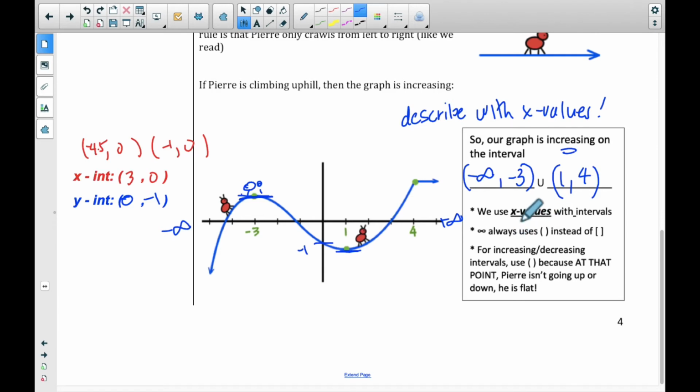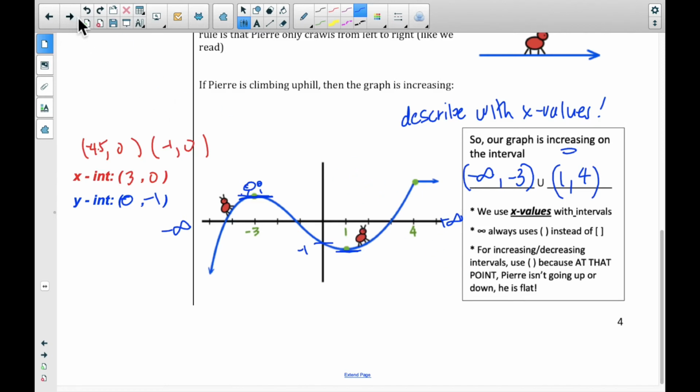Okay, again, we're describing with x values. That's important. Infinity is always going to use parentheses instead of brackets. For increasing and decreasing intervals, use the parentheses because at that point, Pierre is not going up or downhill, he is going flat. So that's how we use interval notation with our increasing intervals.